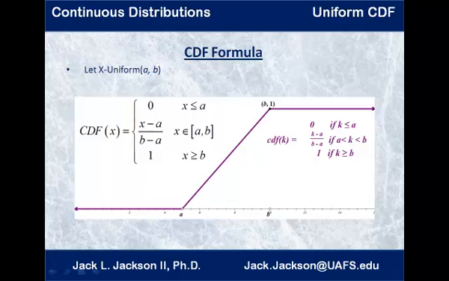So there's your formula for the CDF. It's x minus a over b minus a between a and b. It's 0 if x is less than a and 1 if x is greater than b. Of course, if x equals b, it's 1 also, and if x equals a, it's also 0. So there's the graph and the formula in general for a CDF.